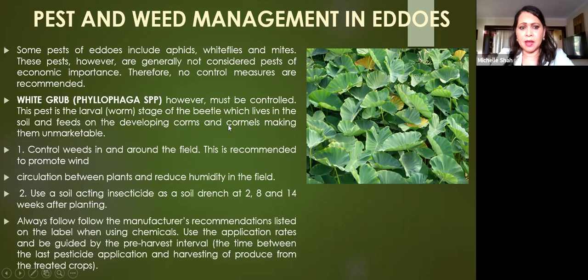We must control the weeds in and around the field, and this is recommended to promote air circulation between plants and reduce humidity in the field. We use a soil-acting insecticide as a soil drench at 2, 8, and 14 weeks after planting. Always follow the manufacturer's recommendation on the label when using chemicals. Use the application rates and be guided by pre-harvest intervals.